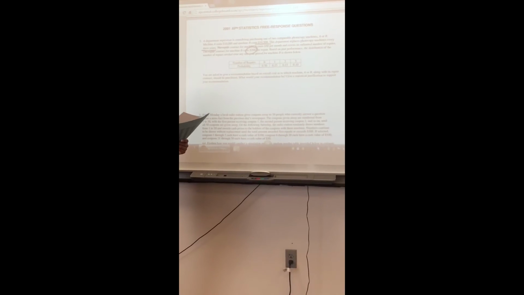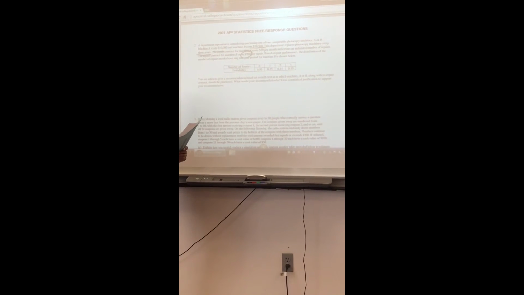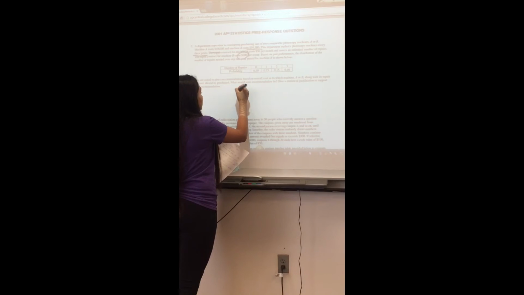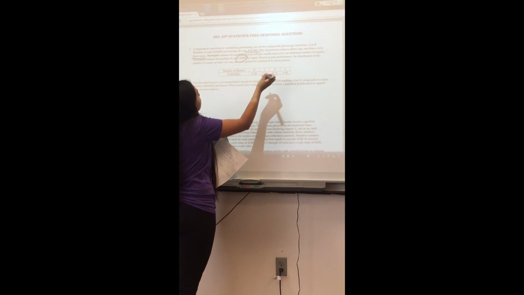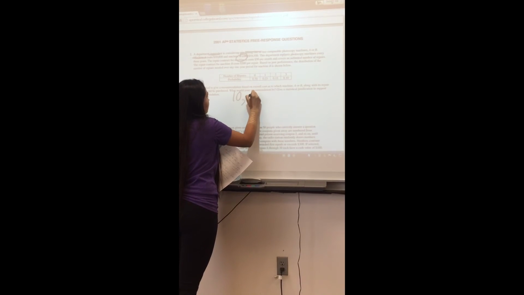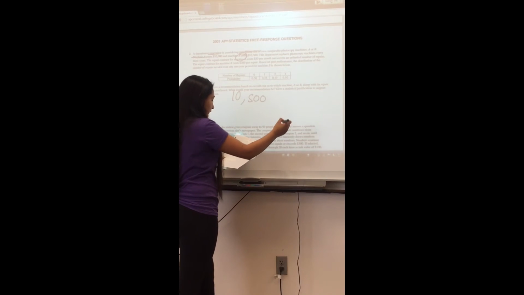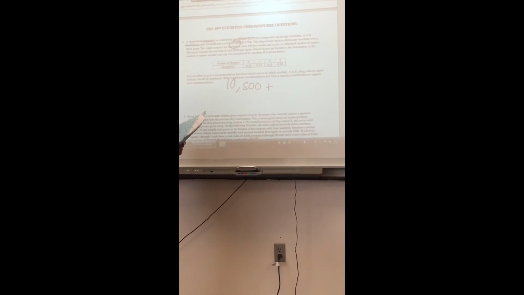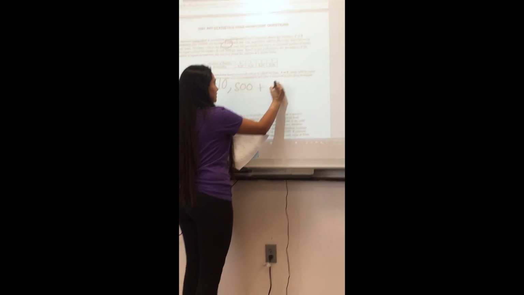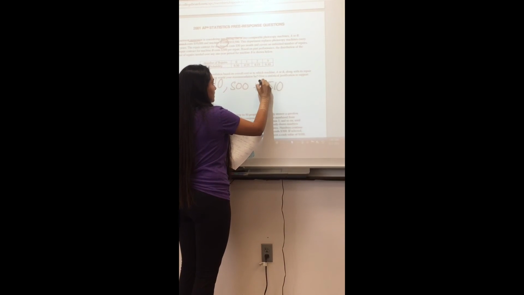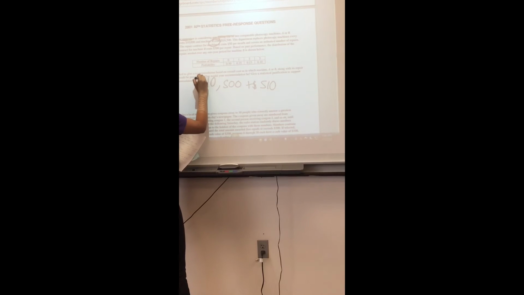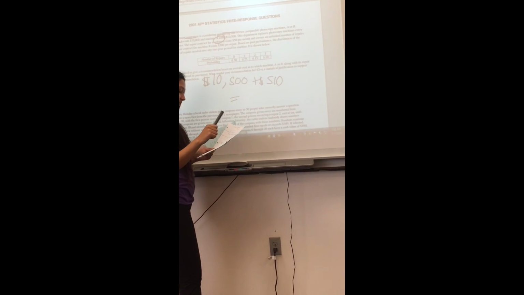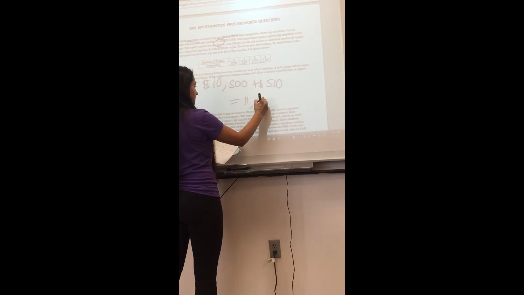Okay. So to find the total cost of 3 years for machine B, you take just the cost of the machine, which is $10,500, and you add it to the expected cost of repairs in 3 years that we just got, which is 510. And the expected total cost for machine B is $11,010.